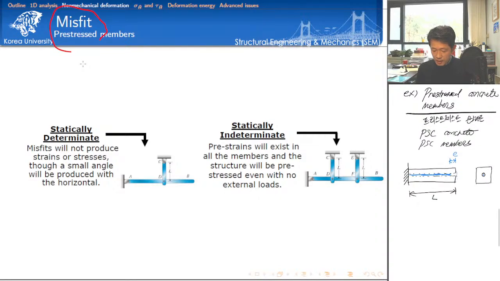So now, what do you want to do in the pre-stressing technology? We'd like to stretch the tip of the member, the tendon, what I mean. This is called tendon.